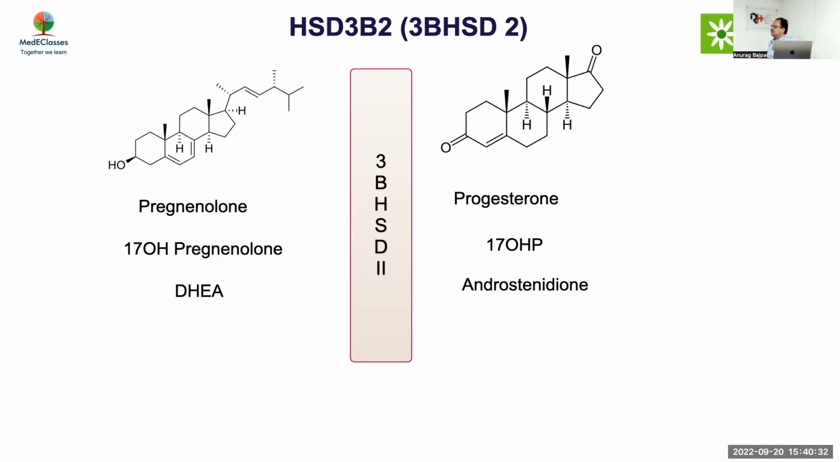So now what you're thinking about this is pregnenolone is quite useless unless it is converted into progesterone. You will have no production of aldosterone there. You need 17-OHP for production of cortisol and androstenedione to produce testosterone. So 3-beta-HSD is very, very important from that perspective. So if you have no 3-beta-HSD, what will happen?